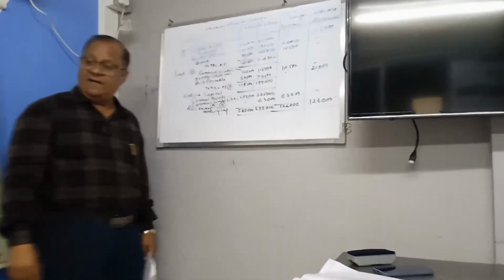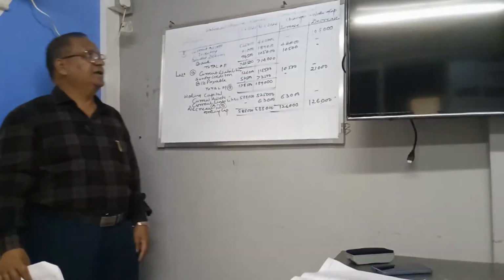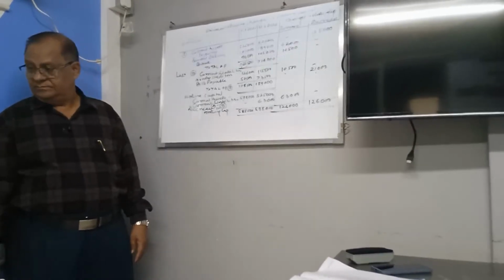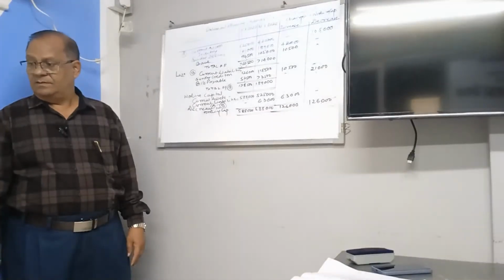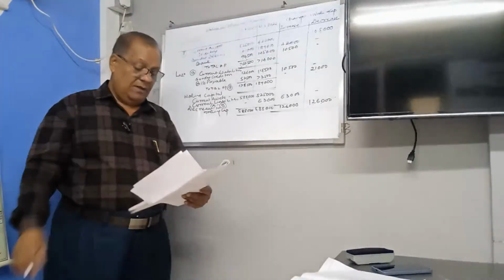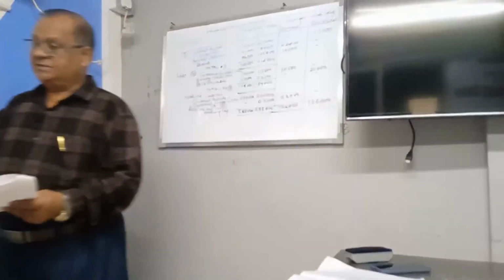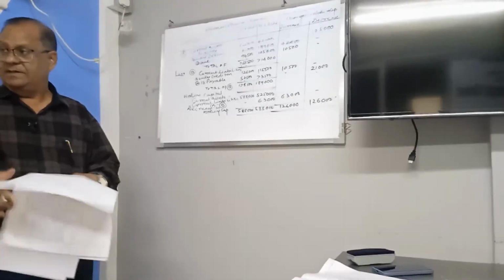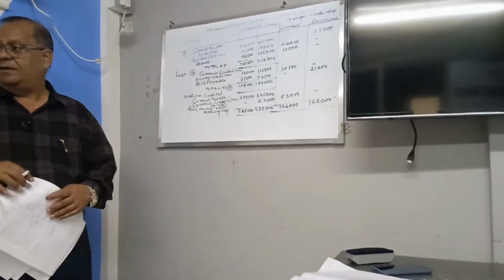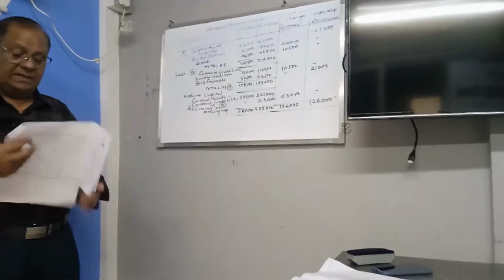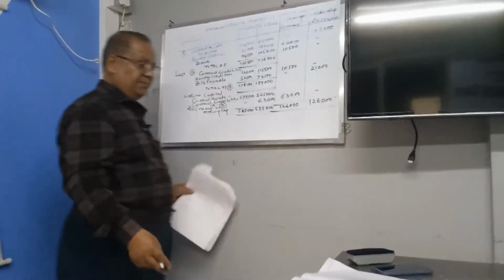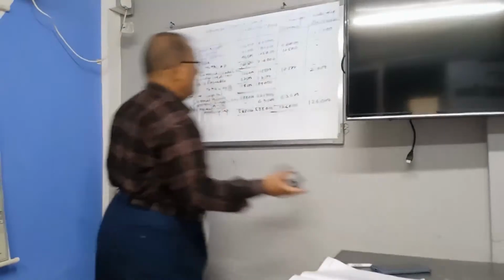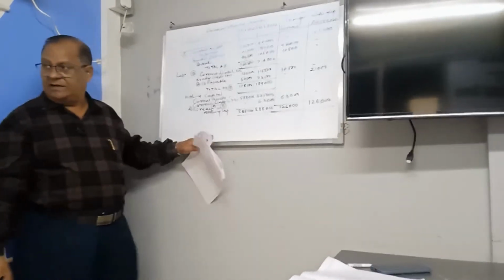So from this statement, you will get the decrease in working capital. Now we'll see another statement you have to prepare: the adjusted profit and loss account, to ascertain funds from operation. Okay, we'll take this. Adjusted profit and loss account.